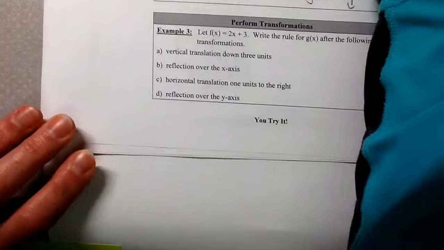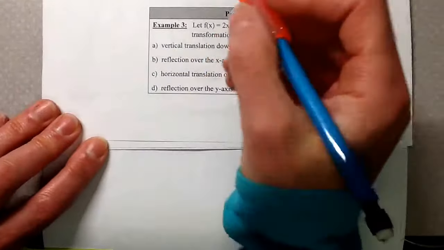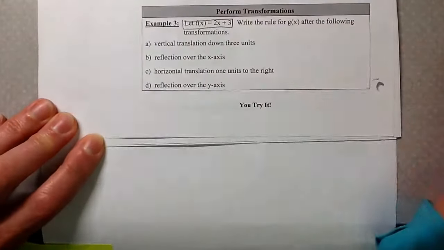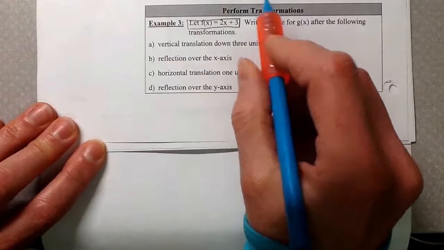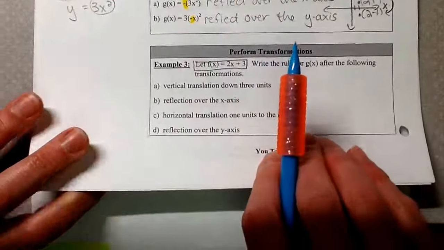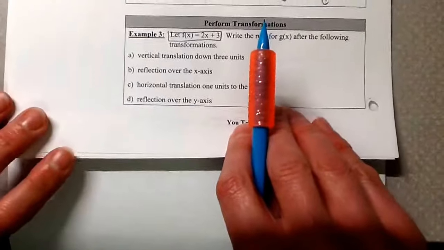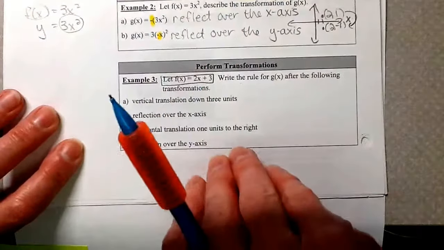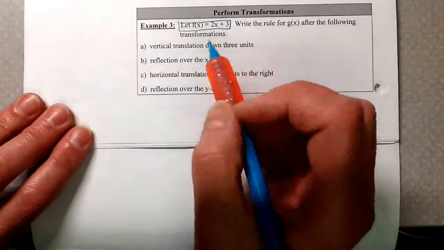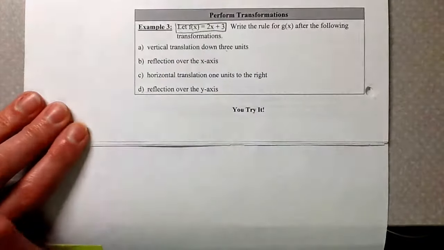Okay, let's go to the next example. This is our beginning function, f(x) = 2x + 3. We want to write the rule. So they're calling the functions the rules. Before, we had the rule and we had to identify the transformation. Now we're going to go the opposite way. We have the transformation and we need to write the rule.